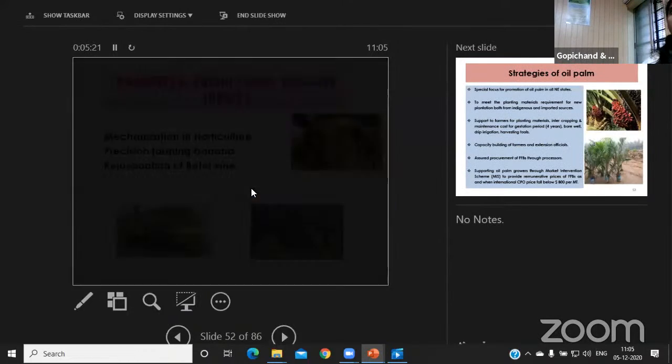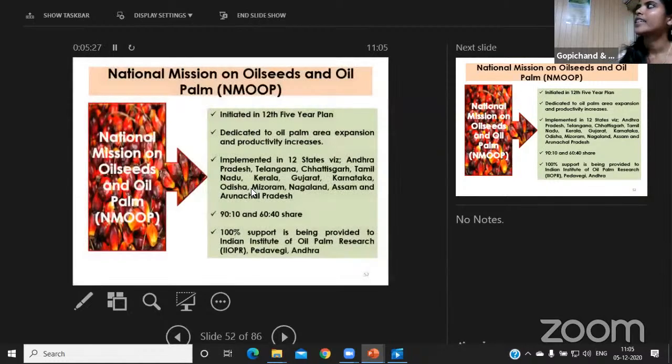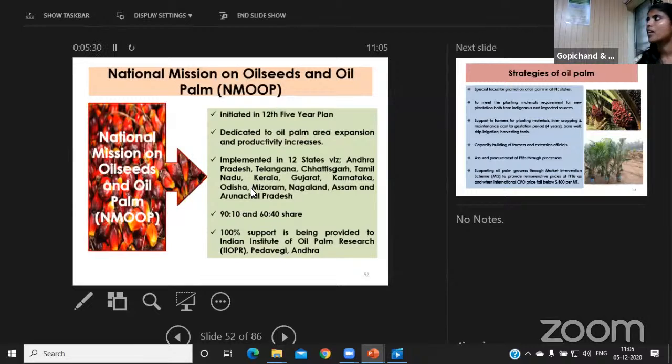And I didn't get any data regarding the impact of the RKVY project and the changes that occurred. Next, the National Mission on Oilseeds and Oil Palm. This program was initiated in the 12th five-year plan to increase the area and productivity under oil palm.